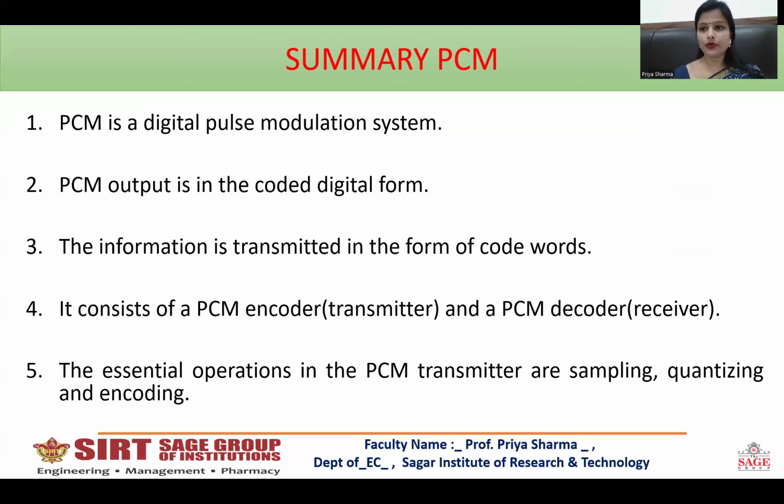So summarizing the pulse code modulation operation, PCM is a digital pulse modulation system. PCM output is in the coded digital form. The information is transmitted in the form of code words in the form of ones and zeros. It consists of a PCM encoder, that is the transmitter, and a PCM decoder, that is the receiver. The essential operations in the PCM transmitter are sampling, quantizing, and encoding.